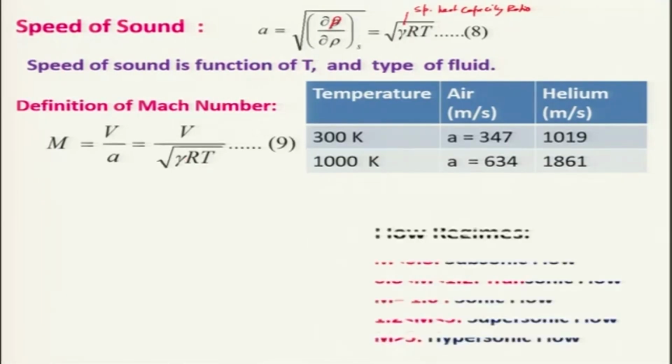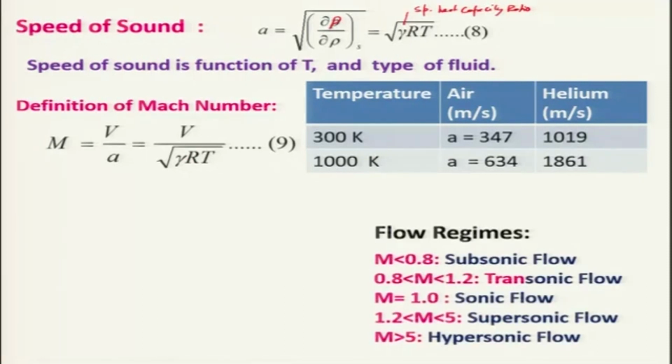And Mach number is very important because that will dictate the flow regime. If the flow Mach number is less than 0.8, we call it a subsonic flow, and a Mach number between 0.8 and 1.2 is known as transonic flow. When Mach number is equal to 1, that is, the velocity of the flow is equal to the speed of sound, we call it sonic flow. When Mach number of the flow is between 1.2 and 5, we call it supersonic flow. When the Mach number of the flow is greater than 5, we call it hypersonic flow.